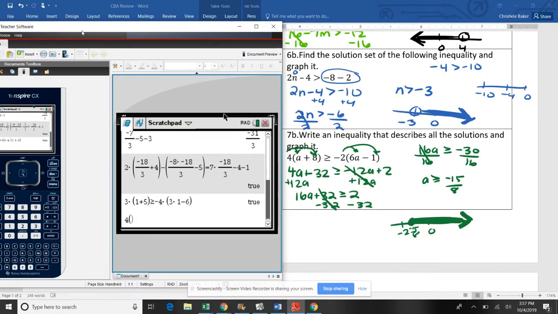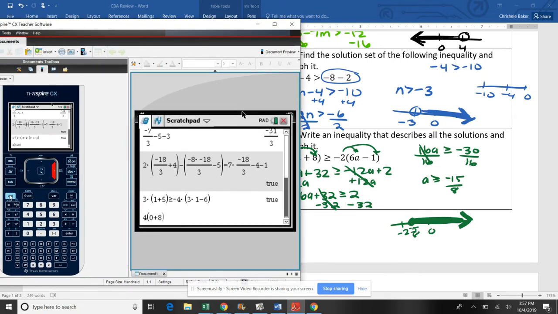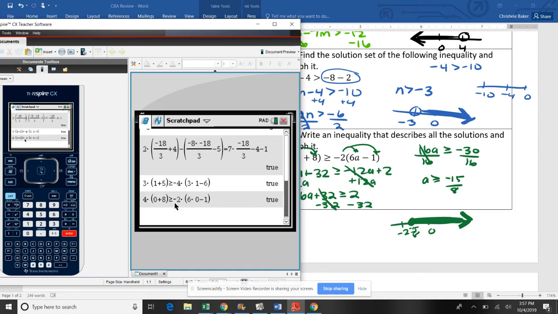So 4 times the quantity, 0 plus 8, is greater than or equal to. So I go right under the control, enter, and there's greater than or equal to. And then I have negative 2 times the quantity, 6a minus 1. Fabulous. I want to show you what happens when I check something that's not a solution.